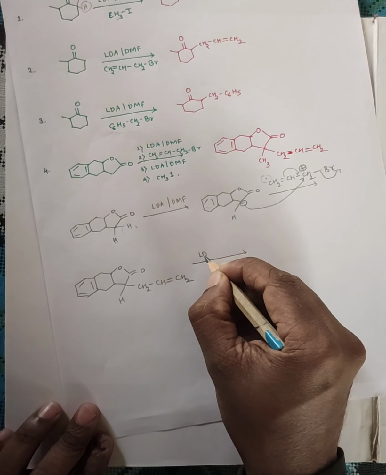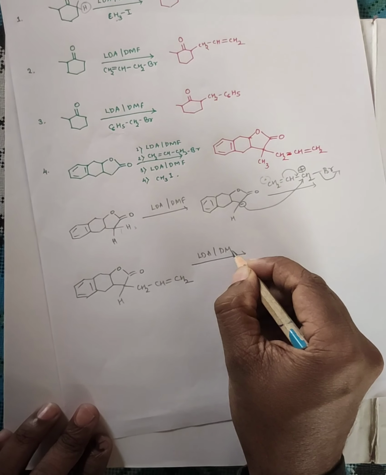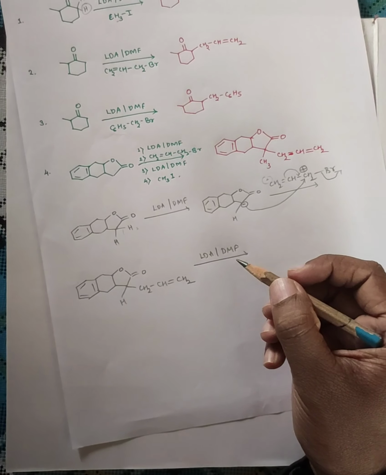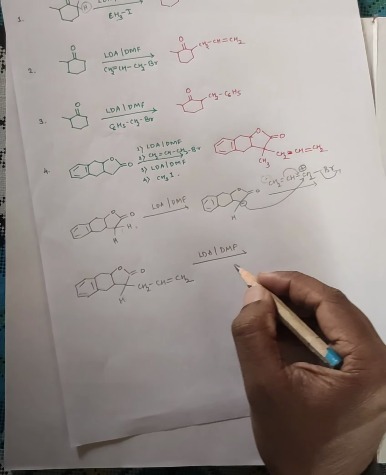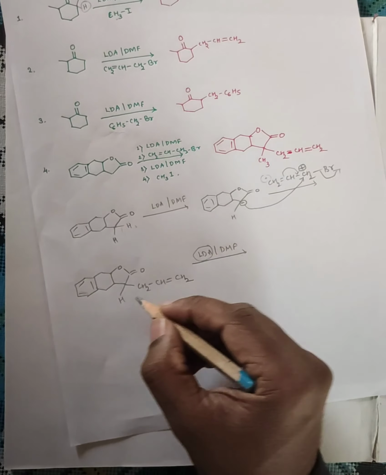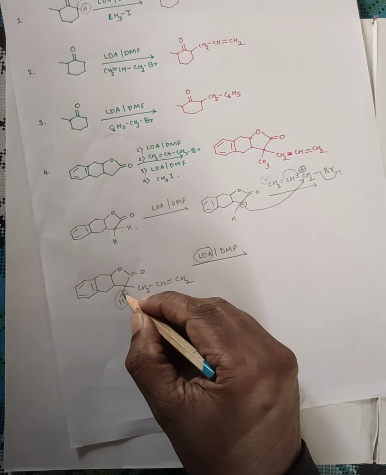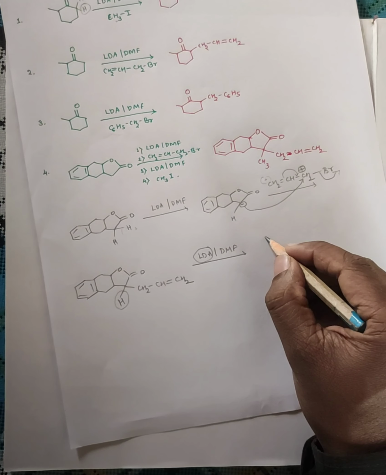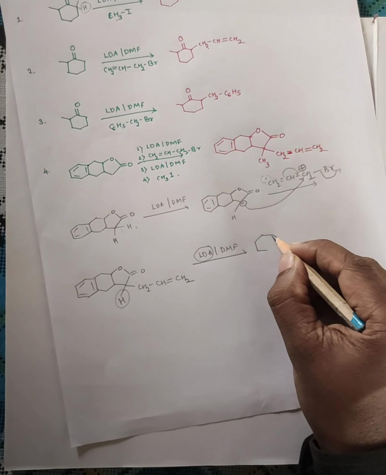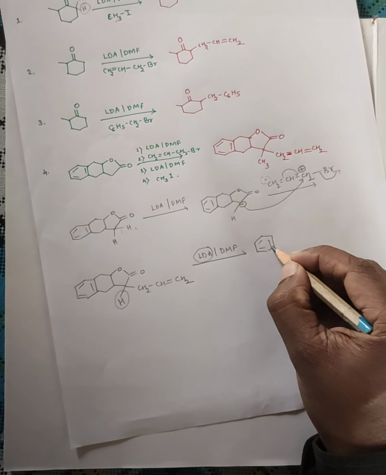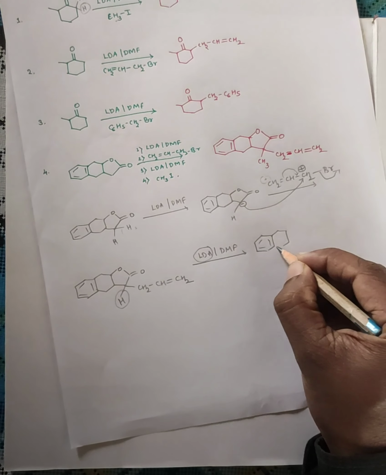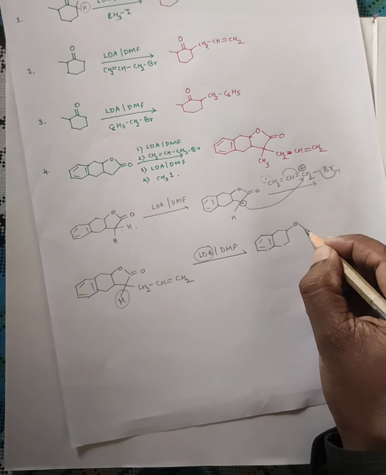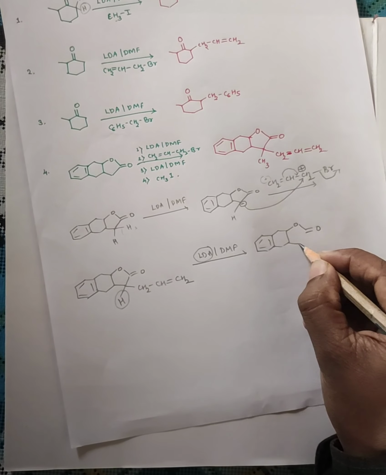Next, further, again I have one more mole of LDA in DMF. Now is there any availability of an acidic proton? Yes, you know LDA abstracts even weaker ones; even this proton is a little bit acidic also, so it will abstract. So now what will happen? This LDA further abstracts the second proton which is present at the alpha position to the carbonyl group.